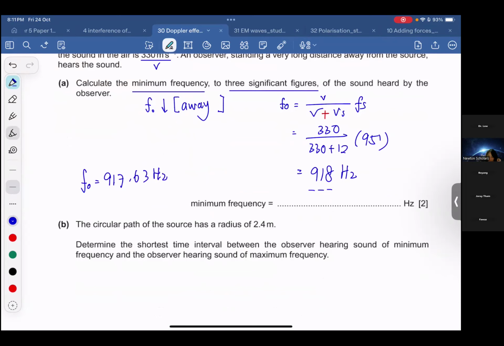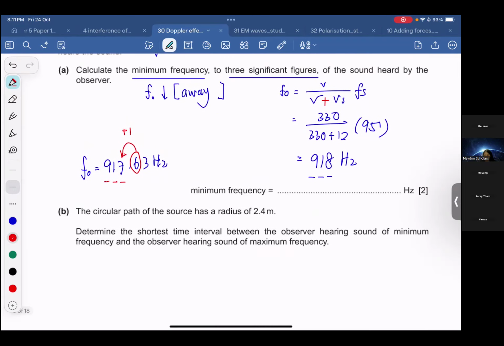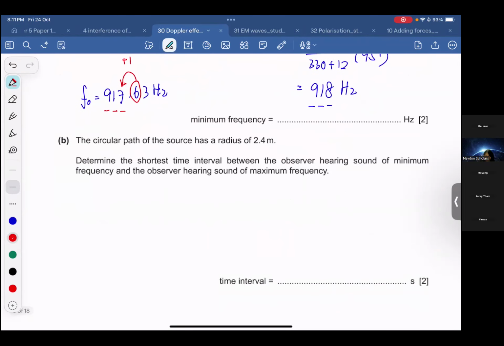Okay, so boys and girls, we want to make it three significant figures: 1, 2, 3. Then we look at the number behind it, whether we can add 1 or not. If yes, then it becomes 918. So for those who gave me 920, you made it two significant figures. That is wrong. Thank you. So you get what I mean.